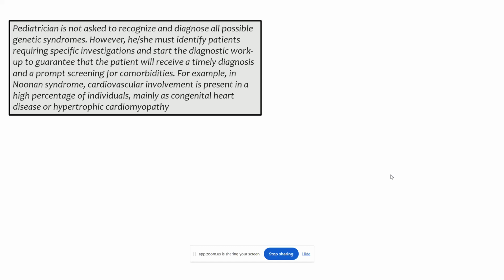The pediatrician is not expected to recognize and diagnose all possible genetic syndromes because it's not possible. That is the reason we have subspecialties. Everybody cannot know everything. However, he must identify patients requiring specific investigation and start diagnostic workup to guarantee that the patient will receive a timely diagnosis or a timely referral. So this is the example I already gave you about Noonan syndrome.